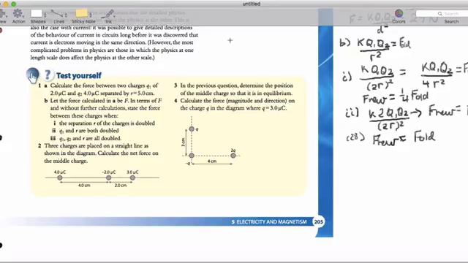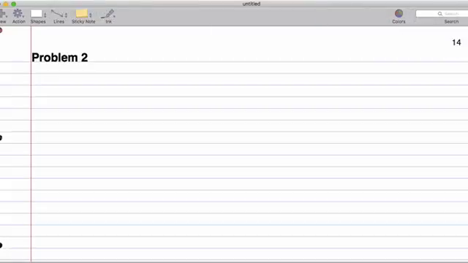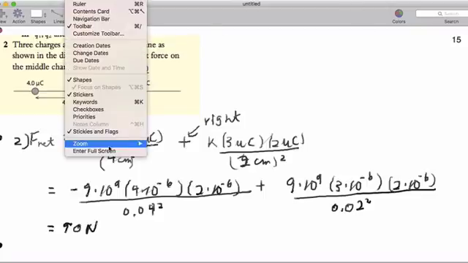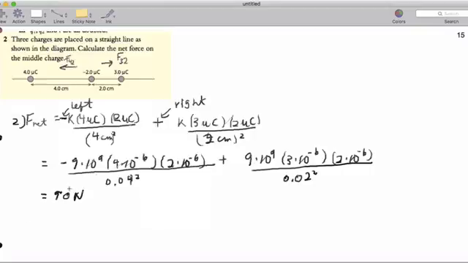We'll take, oh, I like this. Whoops. It says in the previous question we want to determine the position of the middle charge so that it's in equilibrium, and that will actually work. So I'll actually do number 3. This is number 2. I think I'll do number 3 on the same page. I'll just zoom out just a little bit. So for number 3, here's what we're going to say. We want to know the force so that this charge is in equilibrium, meaning that there's no net force on it. So here's what that means.